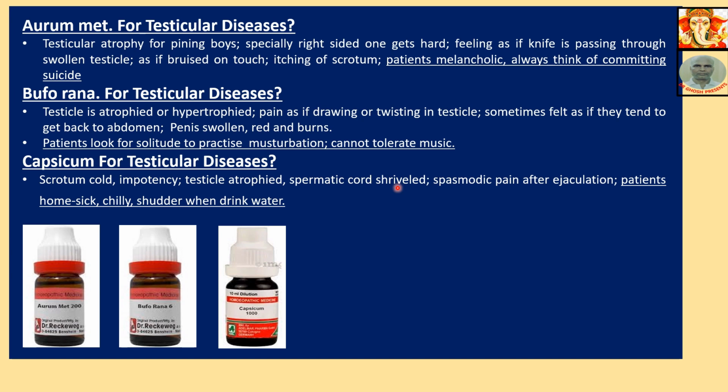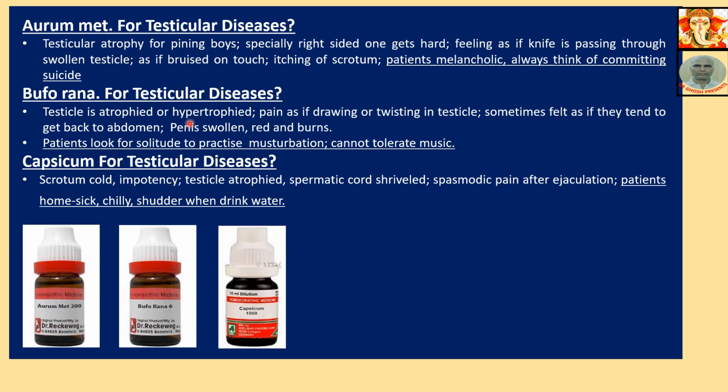So disease symptoms are less important here. Person symptom is more important. But if you can match both the things, then medicine will be nicely working, completely curative. Baryta carb for testicular disease, testicle atrophied, also atrophy or hypertrophy. Mind this. That is, the Baryta carb can come in atrophy or hypertrophy.